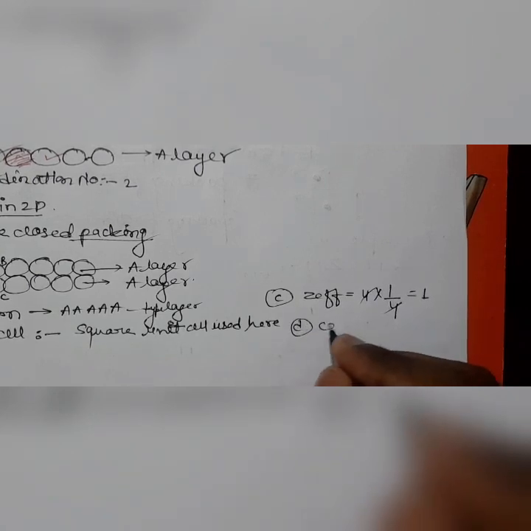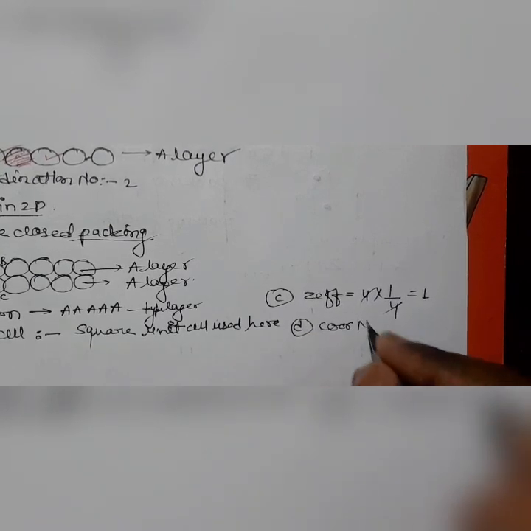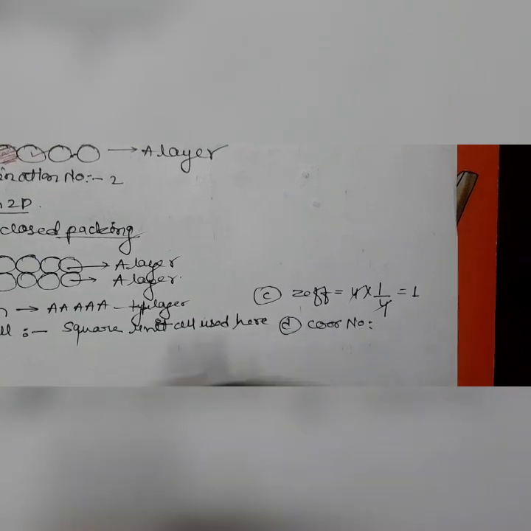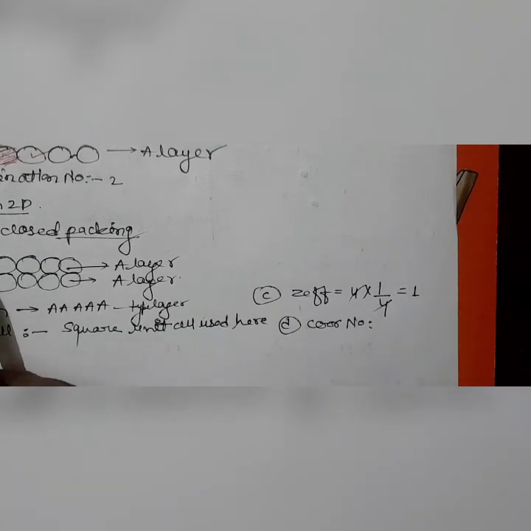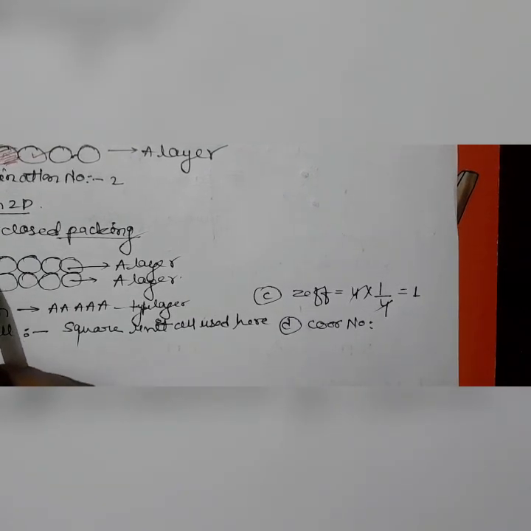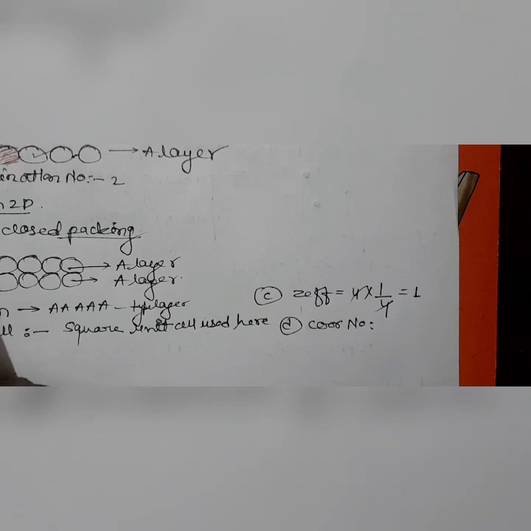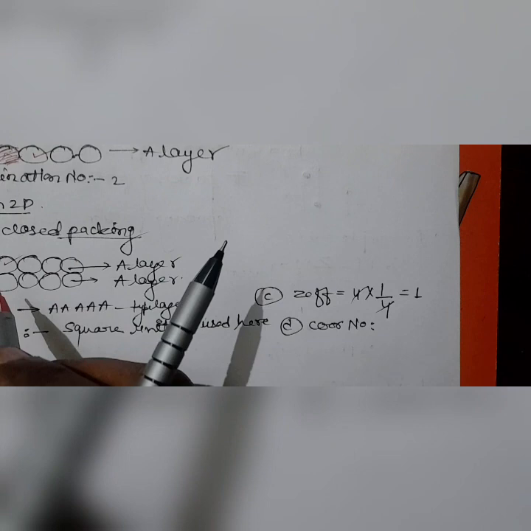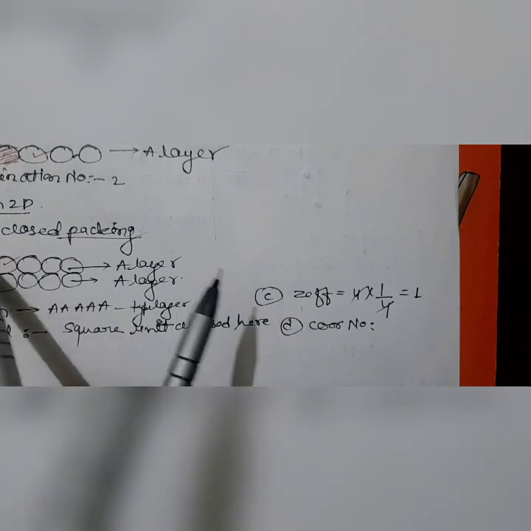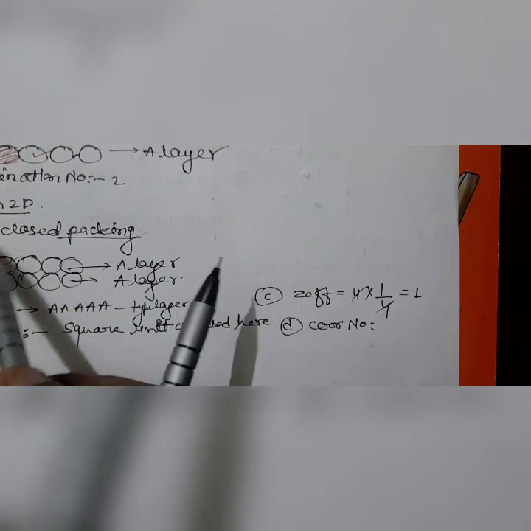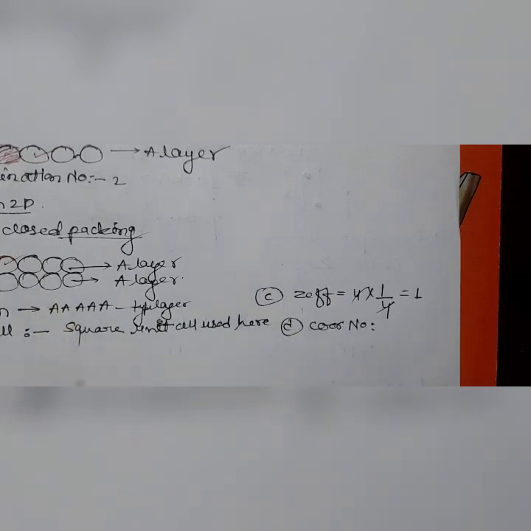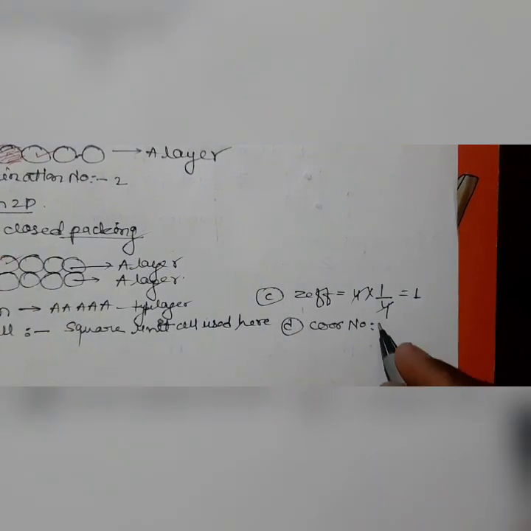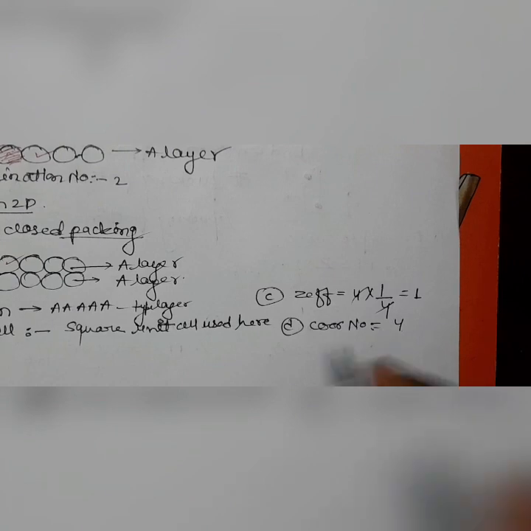D is the coordination number. Coordination number is how many neighbors a single atom has. If we consider a single atom like this, how many neighboring atoms does it have? This is a neighboring atom, this is a neighboring atom, this is a neighboring atom, and another layer may exist there, so that atom is also its neighboring atom. So the coordination number of it will be 4.